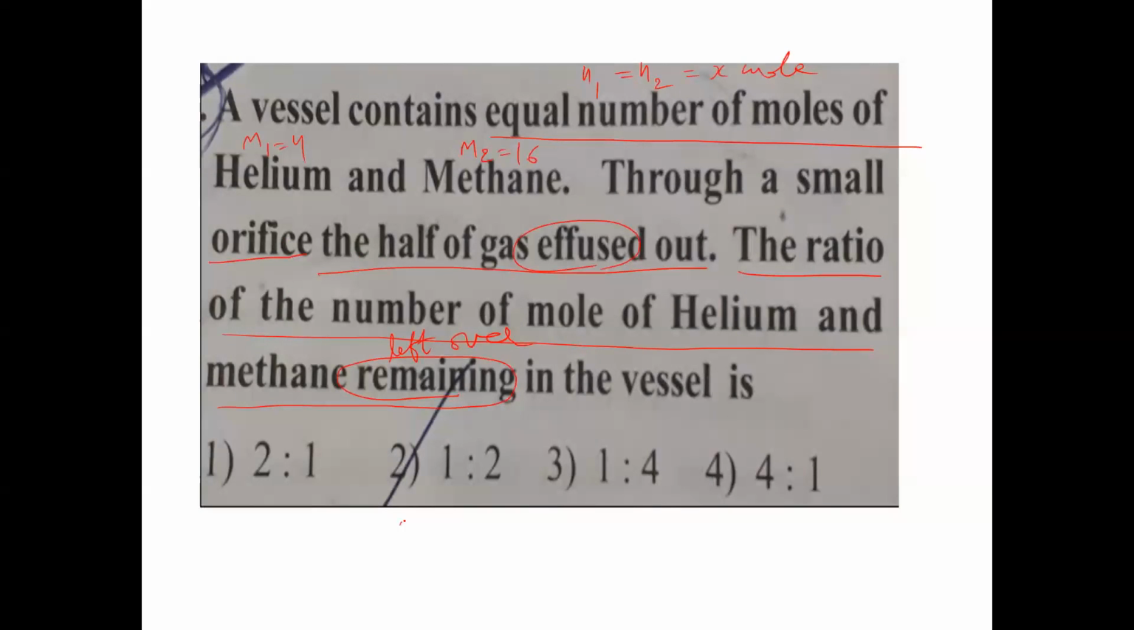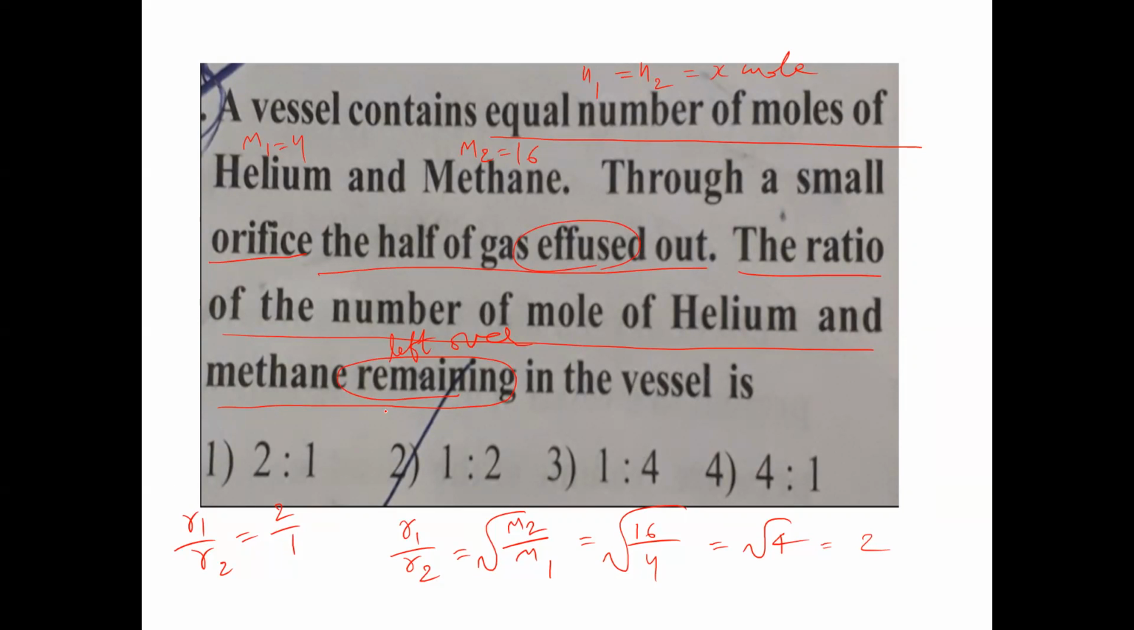What is the formula first? R1 by R2 is equal to under root M2 by M1. That is equal to, M2 is 16, and M1 is 4 here. So that is the square root of 16 by 4, the square root of 4. So R1 by R2 is equal to 2 here, that is 2 by 1. Is that clear? Now here R1 by R2 is the rate of diffusion of the first gas by the rate of diffusion of the second gas. That is 2 by 1.